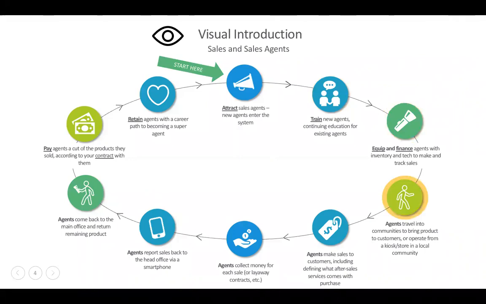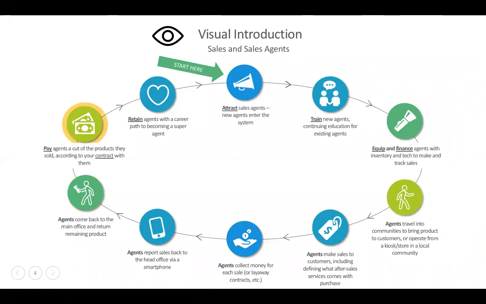Continuing clockwise around the flowchart, we begin the bottom half of the chart, which represents the sales process itself. So, agents travel into communities to bring products to customers or operate from a kiosk or store in a local community. Agents make sales to customers, including defining what after-sales service comes with purchase. Agents collect money for each sale. Agents report sales back to the head office, often via a smartphone. Agents come back to the main office and return the remaining product.